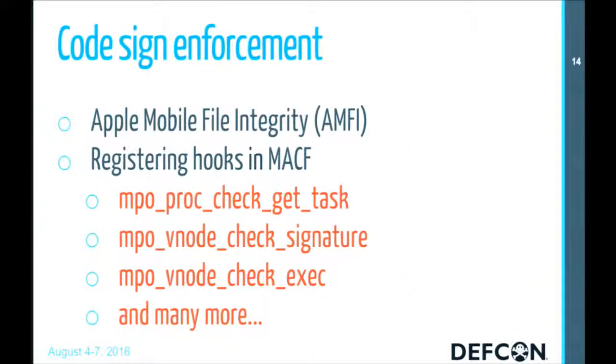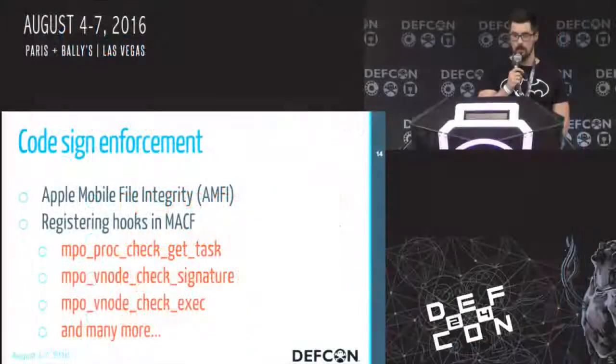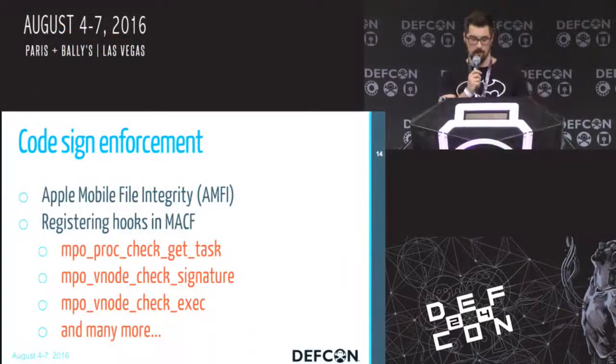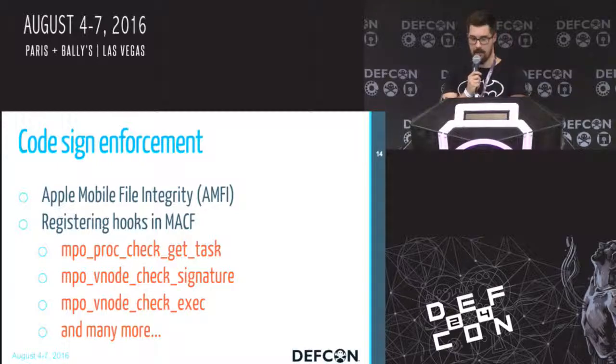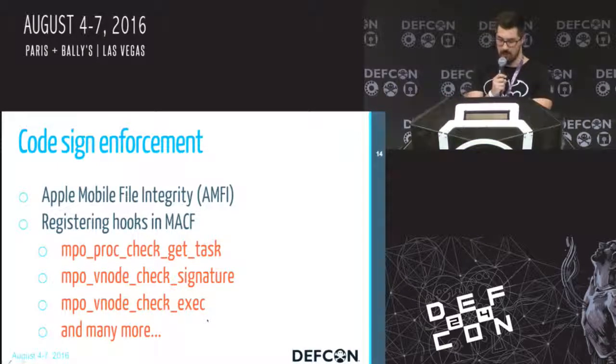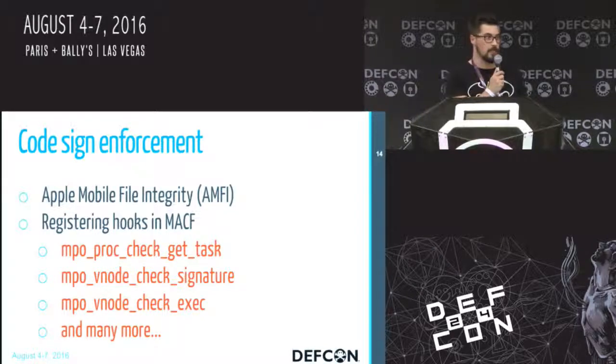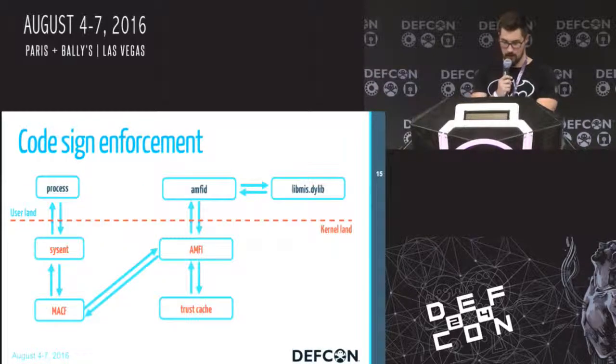A few words on how code sign enforcement works. Apple uses a special kernel extension called MFI, Apple Mobile File Integrity, which registers MAC hooks. There is a huge set of hooks, and just a few examples are MPO vnode check exec, which sets the flags CS hard and CS kill for a process, which means that the process should not be allowed to load invalid pages and should be killed if it becomes invalid.